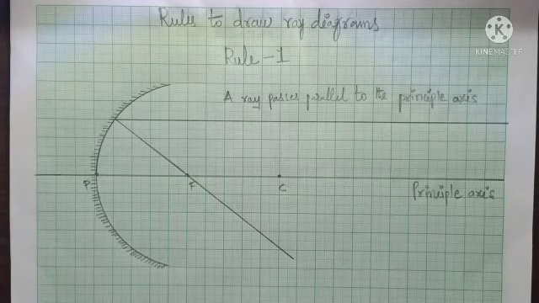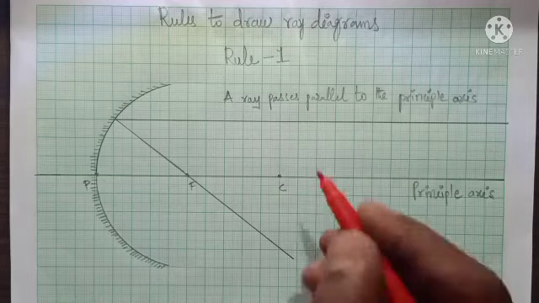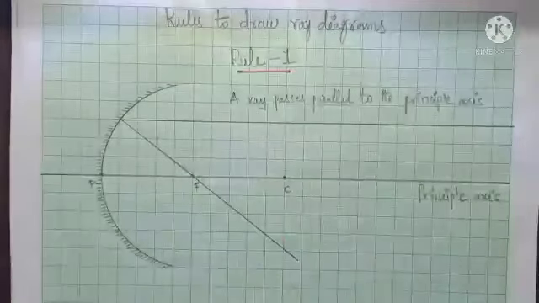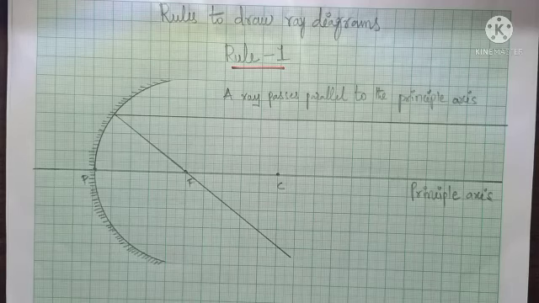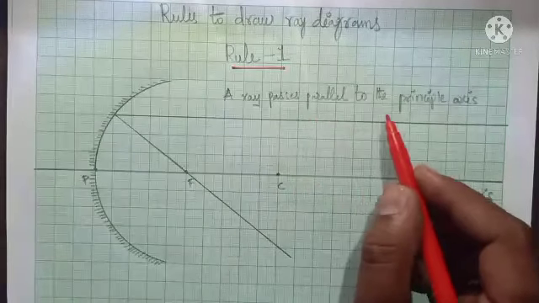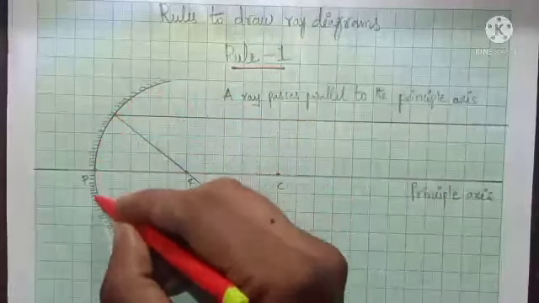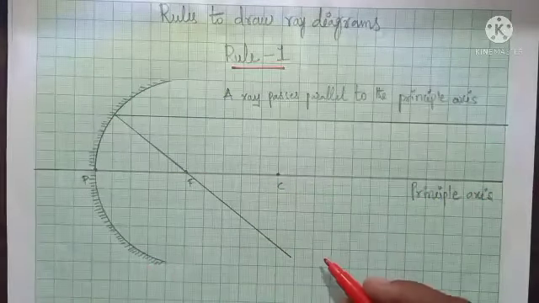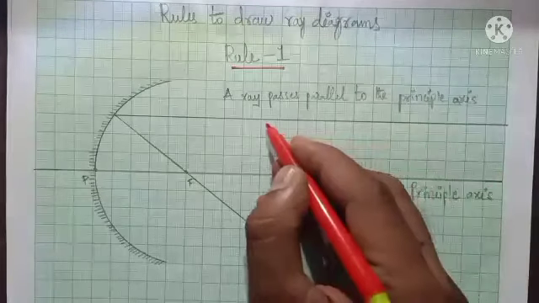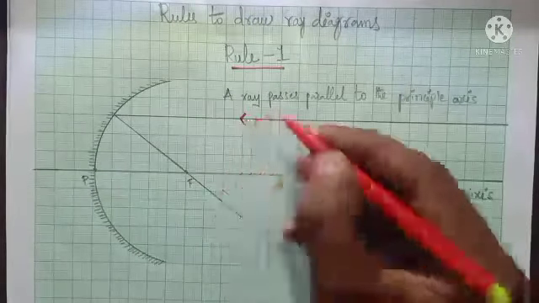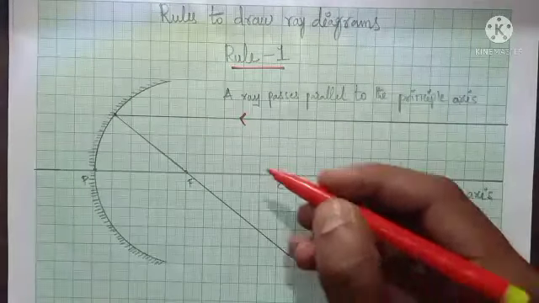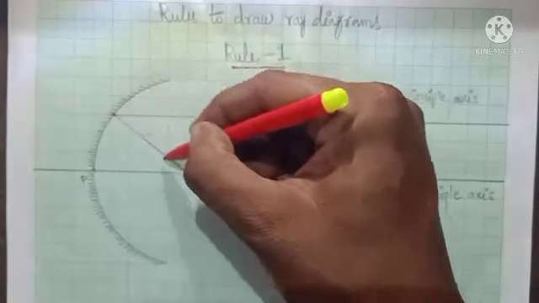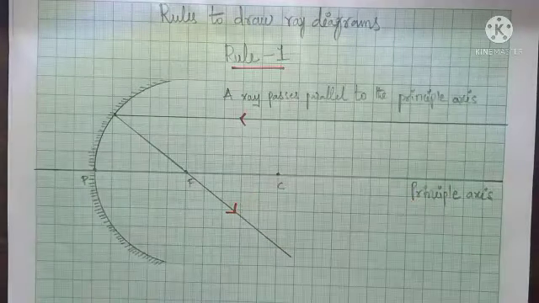To draw ray diagrams for concave mirror, we have to obey some rules. We have to learn some rules. There are 4 rules. The first rule is a ray passes parallel to the principal axis. So this is a concave mirror. This is a principal axis. If a ray passes parallel to the principal axis and hits the mirror, after reflection that ray passes through the focus.